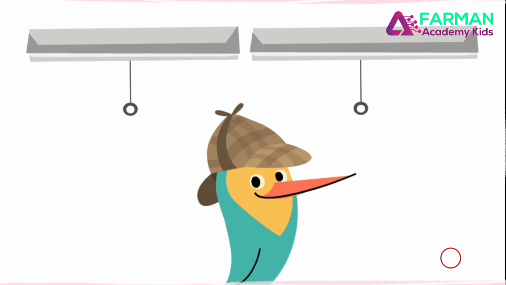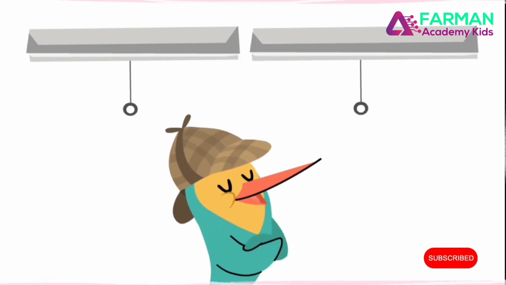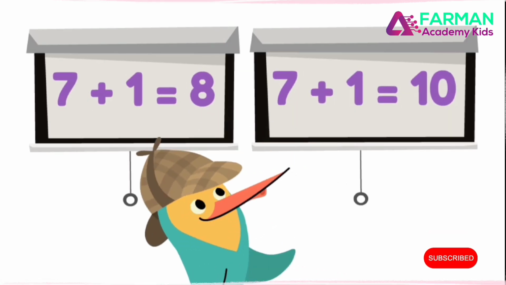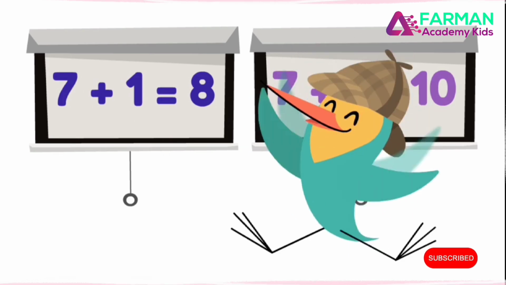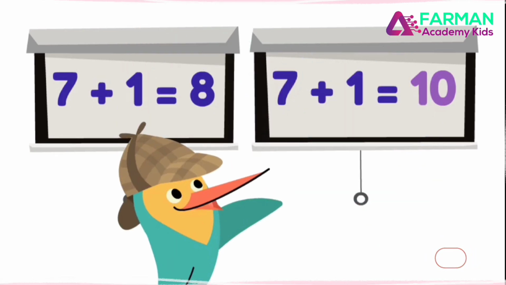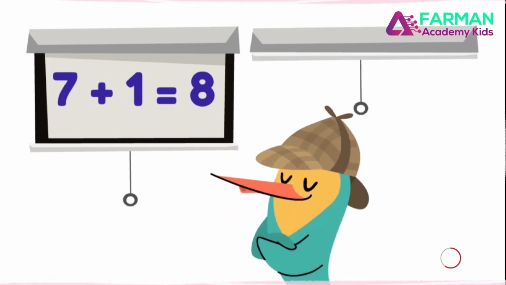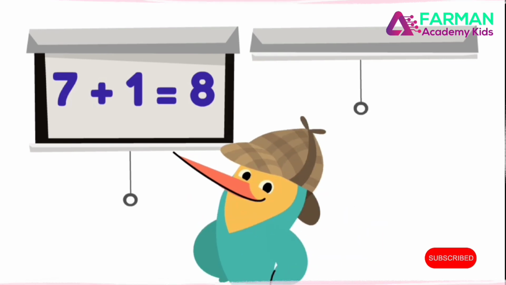True means something is right and correct. False means something is wrong and incorrect. Can you spot which one is true and which one is false? 7 plus 1 equals 8. Yes, that's true! 7 plus 1 equals 10. That's not right. We found the one that is false. Good work, detective!